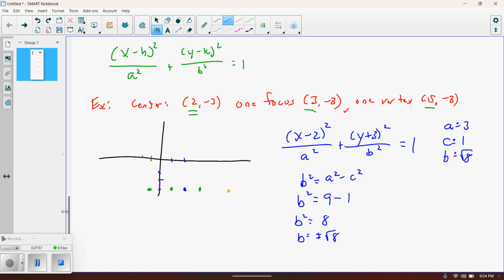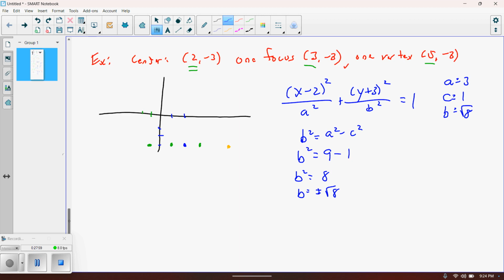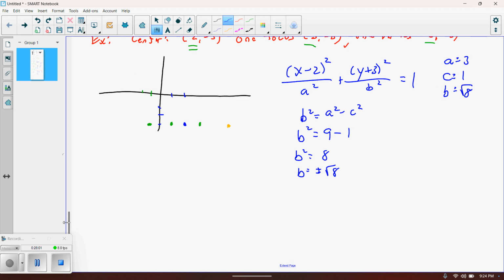So I'm not going to fully finish the sketch here. You could plot those values, but the important thing is now we can write the equation of the ellipse, which is going to be x minus 2 squared over a squared. A squared is going to be 9, plus y plus 3 squared over b squared. Well, b itself was the square root of 8, so squaring that gives you 8, equals 1. And that right there is the equation of our ellipse.